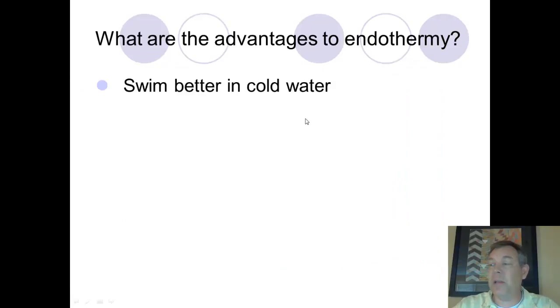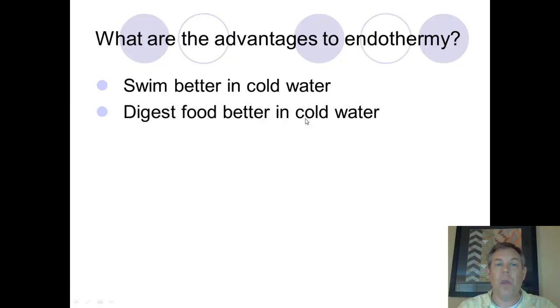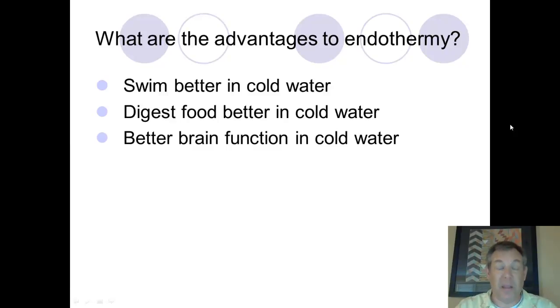And so this is a big deal. It does a lot of things for the fish. If you have an elevated body temperature, of course you swim better and you perform better in cold water. Your other muscles, like your stomach muscles, your digestion, just your metabolism in general just works better in the cold water because you're not a prisoner of temperature. You get better brain function.